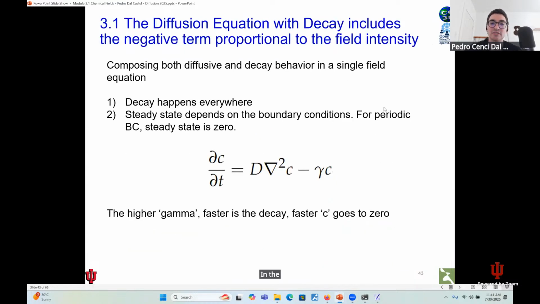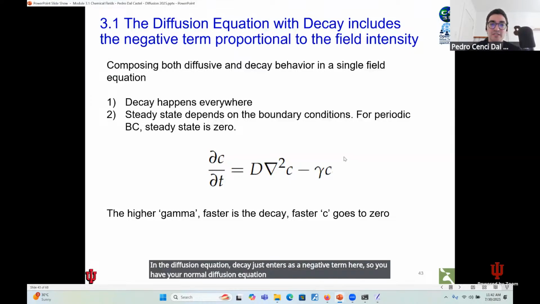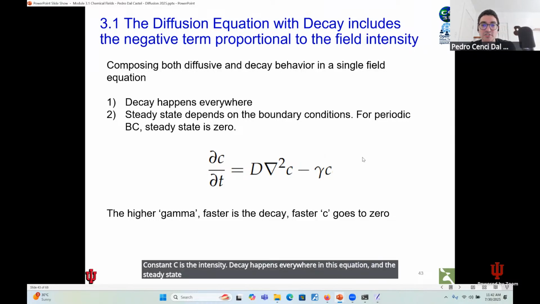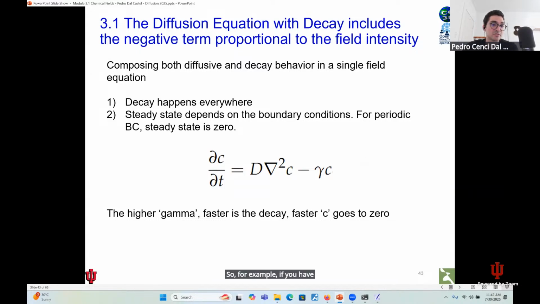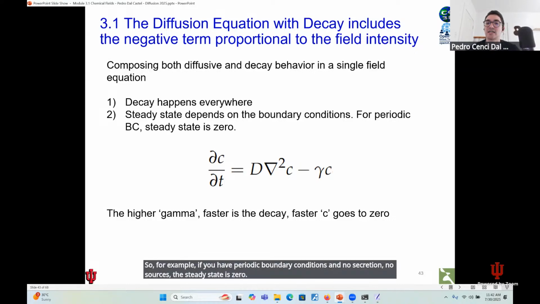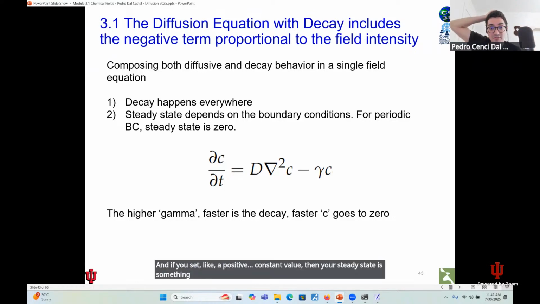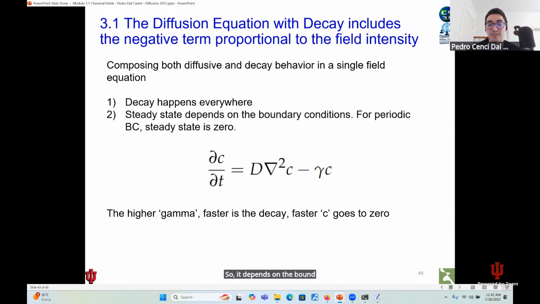In the diffusion equation, decay just enters as a negative term here. So you have your normal diffusion equation, then minus gamma c. Gamma is the decay constant, c is the intensity. Decay happens everywhere in this equation, and the steady state depends on the boundary conditions. So for example, if you have periodic boundary conditions and no secretion, no sources, the steady state is 0. And if you set a positive constant value, then your steady state is something different than 0. So it depends on the boundary conditions. But here, the overall behavior is that you are losing intensity on time.